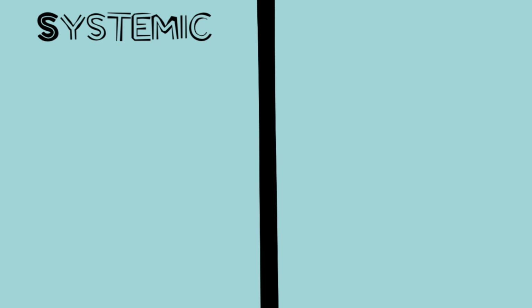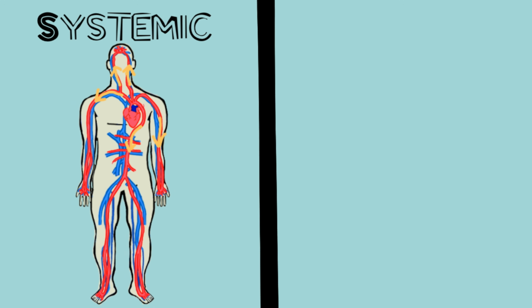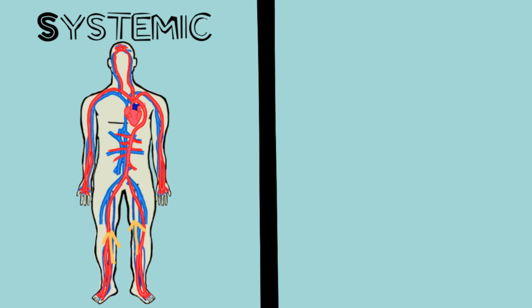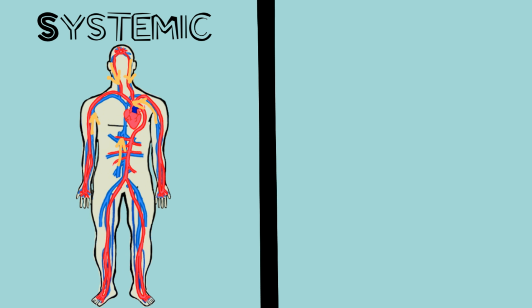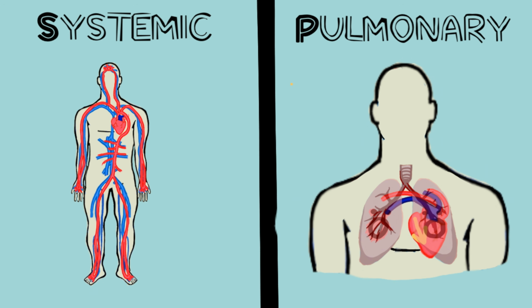There are 2 types of circulation. Systemic circulation, which is the flow from the right side of the heart to the aorta, to the arteries, to the arterioles, to the capillaries, to the venules, to the veins, and then back to the left atrium. And pulmonary circulation, which is to the right ventricle, to the pulmonary arteries, to the alveoli, to the pulmonary veins, and then back to the left atrium.